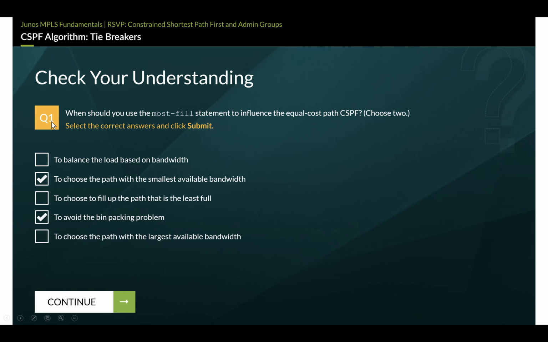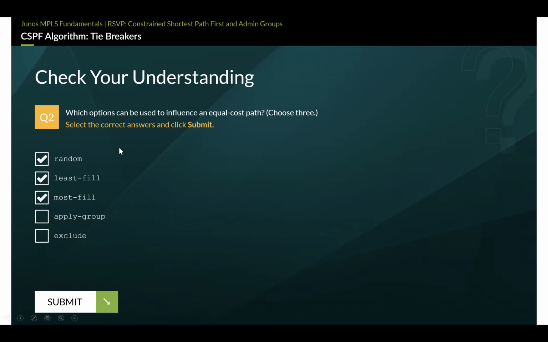So now we are in the question and answer section. Question number one: when should you use the most fill setting to influence the equal cost path CSPF? To choose the path with the smallest available bandwidth. And number two is to avoid the bin packing problem. Which option can be used to influence an equal cost path? Random, least fill, and most fill.